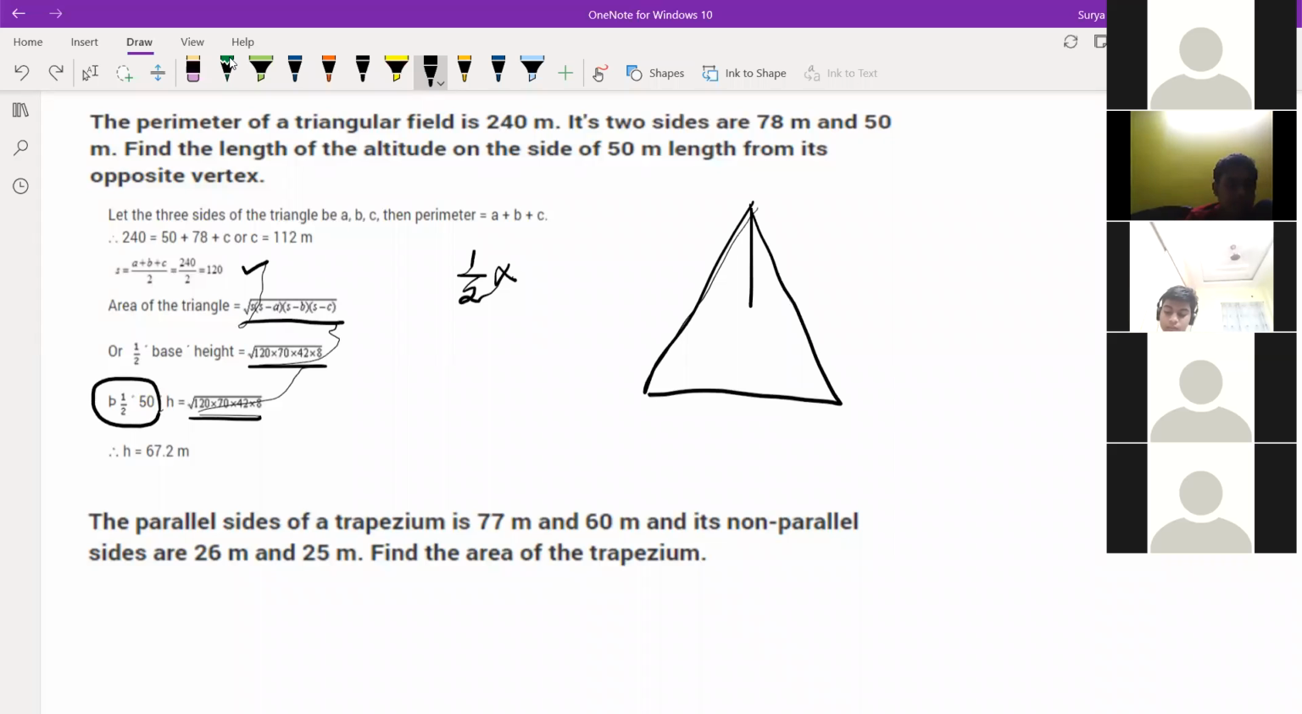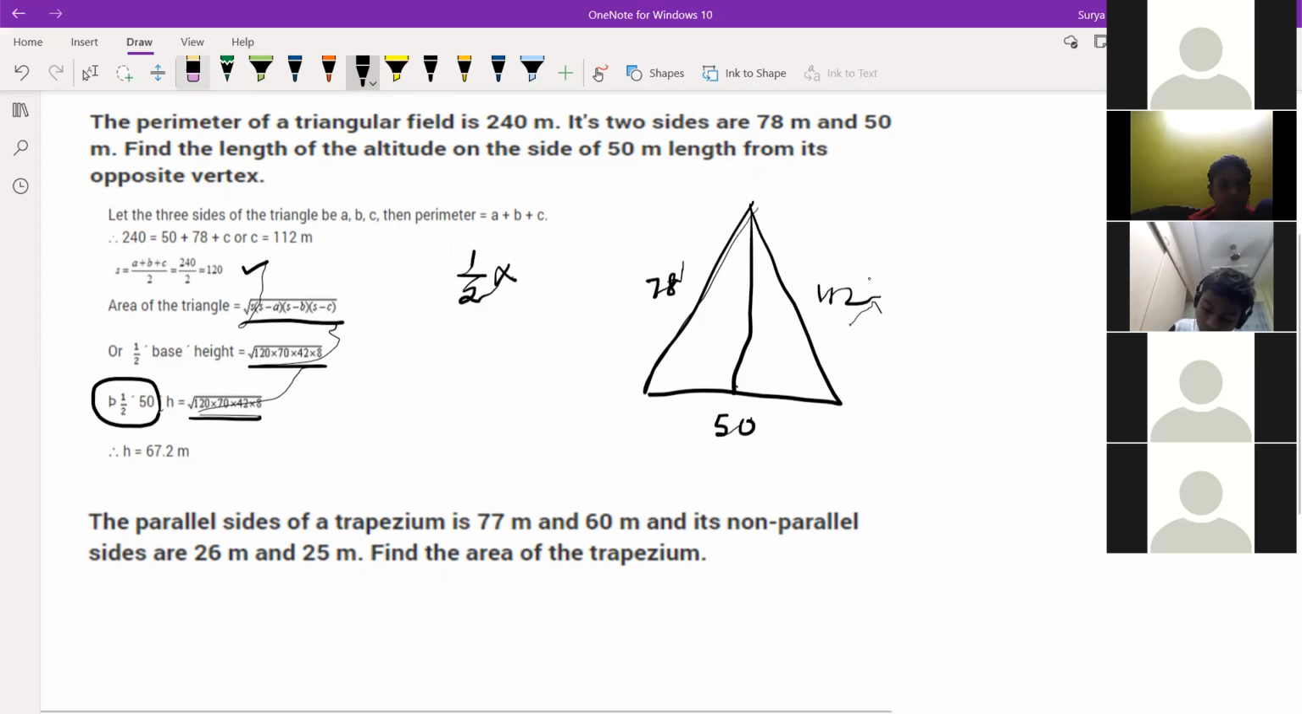So this side, this is the height. So this is 50. Okay. And then this one is 78. And you can take anything. 78, 50, and what is this? 240 minus 128, what do you get? 112. Yes, sir, 112. So now the area you do by Heron's formula.